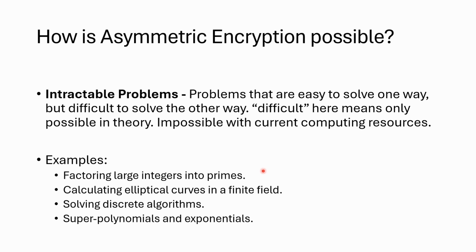These are the main examples here. Factoring large integers into primes. It's okay if you don't really understand what this means. We're going to have an example on this first one here. Calculating elliptic curves in a finite field, so ECC uses that. Solving discrete logarithms, super-polynomial and exponentials. So those are the intractable problems that are used in asymmetric encryption. And we'll go on to our example.